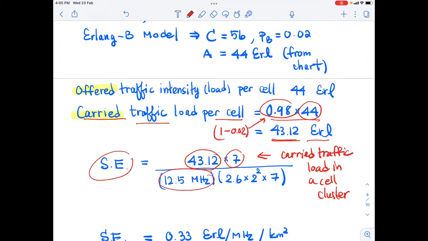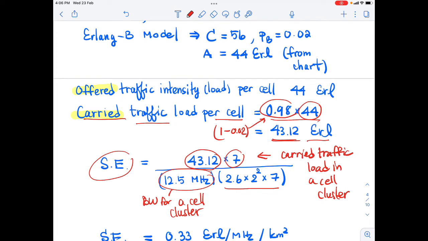So 12.5 megahertz is the total bandwidth of the system, and this is the bandwidth being used in a cell cluster. Bandwidth for a cell cluster is the same as the whole system. Here has to be the area of the 7 cells in a cell cluster. Now remember, each cell has a radius of 2 kilometers, and we're going to assume that the cell looks like a hexagon.